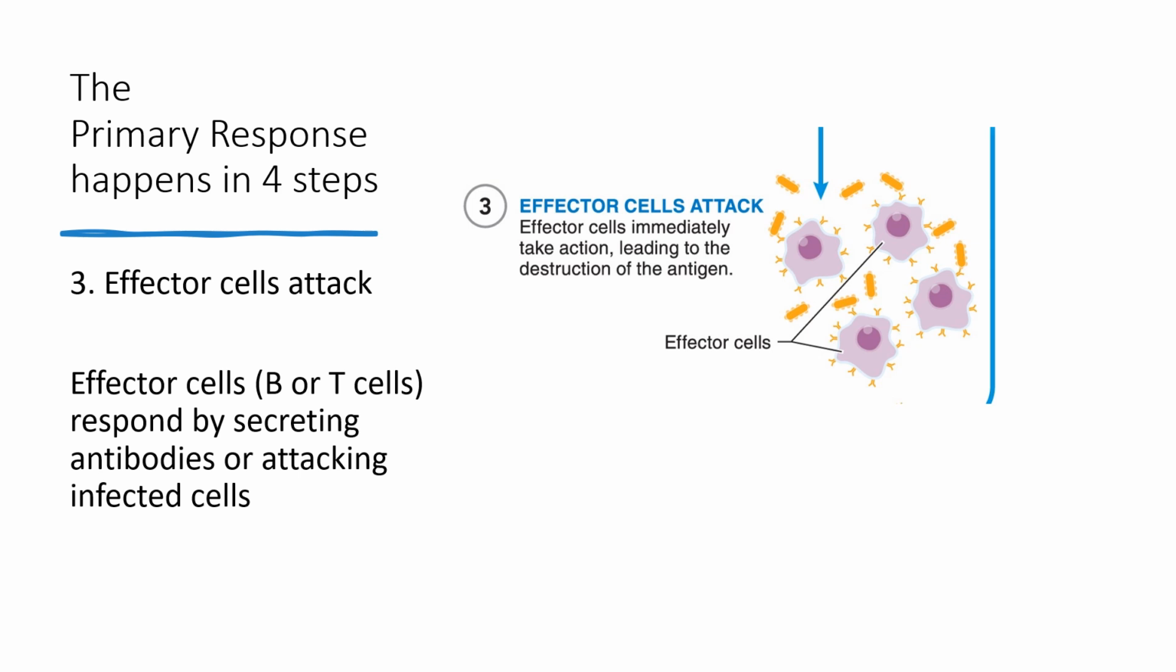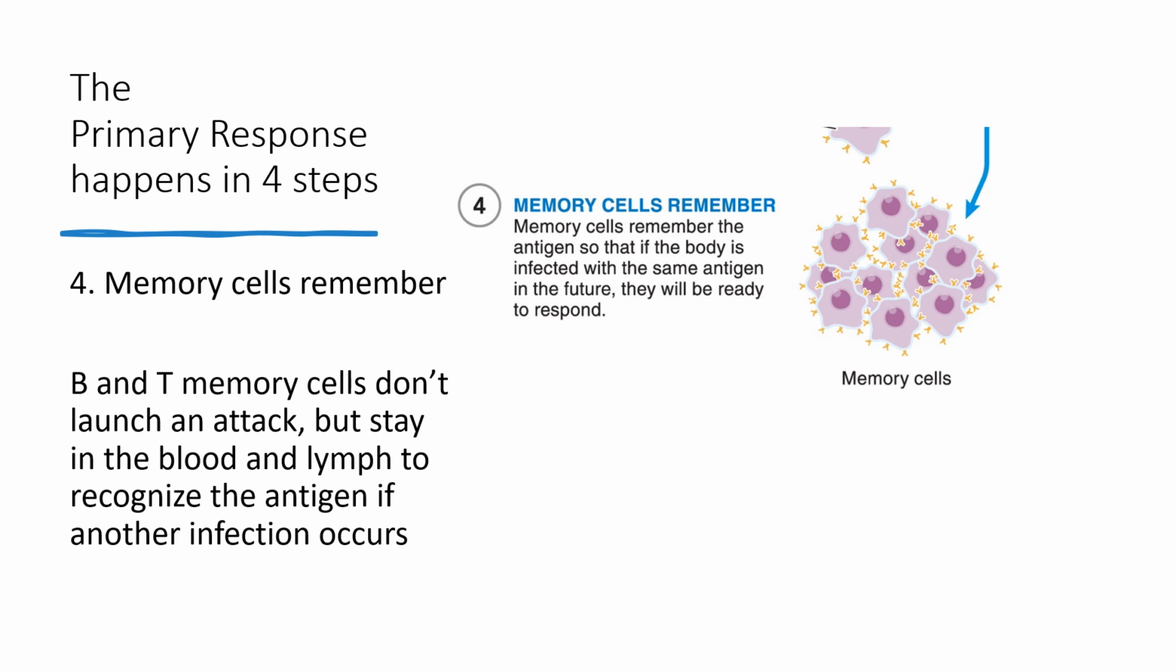Next, some of the B cells and T cells, called effector cells, start attacking the pathogens. The B cells do this by releasing antibodies, and the T cells attack the pathogens or infected cells. But some of the B cells and T cells don't attack. Instead, they become memory cells. They stay in the blood and lymph, ready to recognize an antigen if another infection occurs.